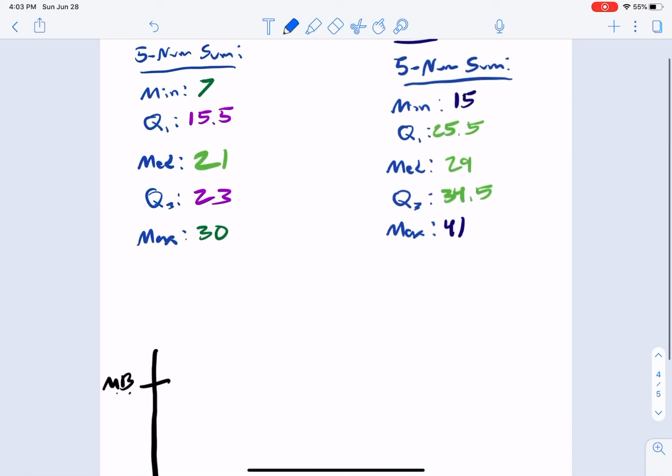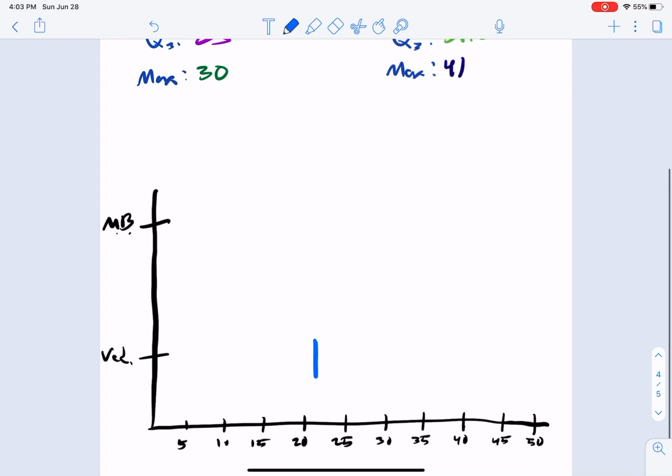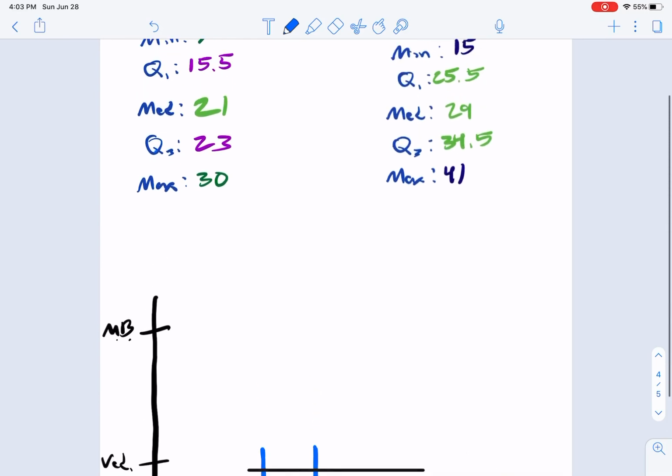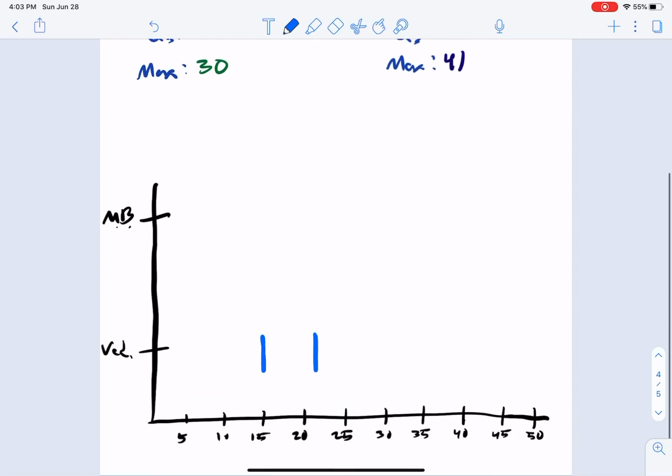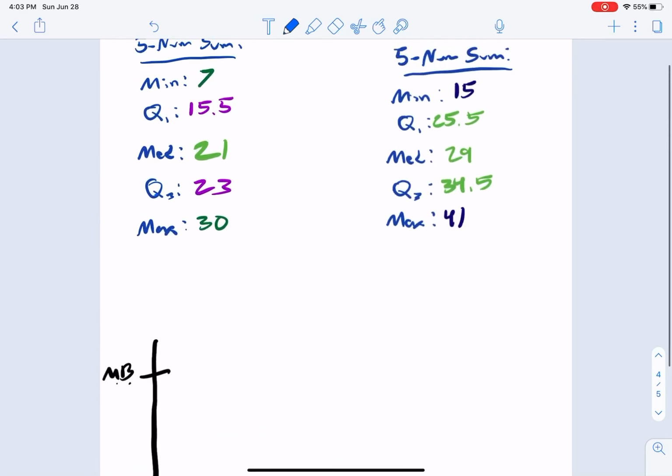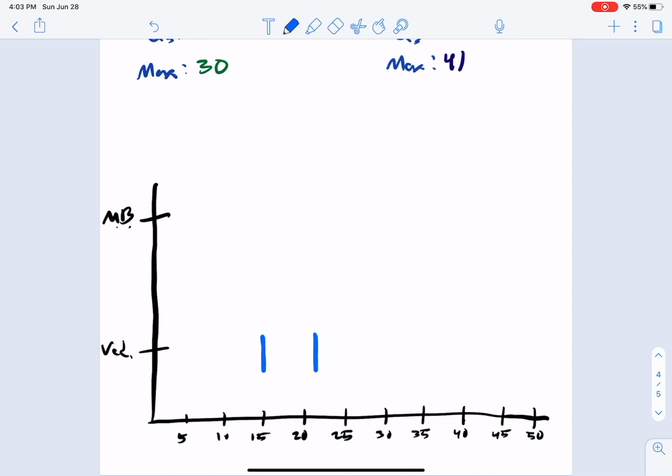We'll do Q1, 15.5. So that's like right almost on the line. So put it right there. And then Q3 is 23. So that's like, wait a second. Yeah, that's like right here. Gosh, it's like right there. Okay. And then we'll box that in.